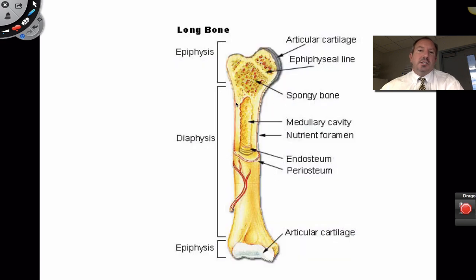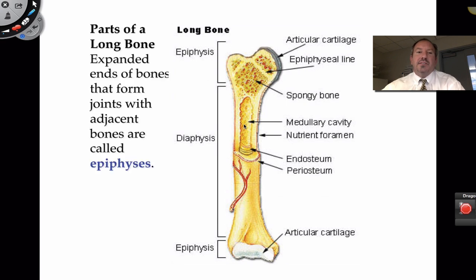So again, same thing, but maybe a different picture review. Here's your articular cartilage. Here's the epiphysis area, the spongy bone. Here's the cavity. Here's the yellow marrow here. Here's the diaphysis. Here's the epiphysis. Here's the articular cartilage here.